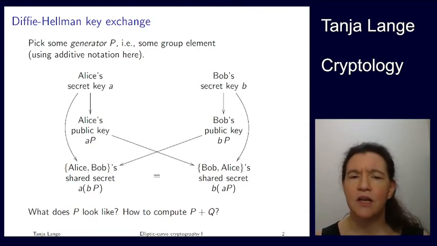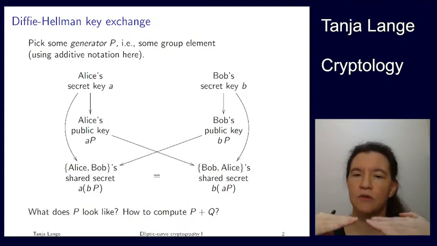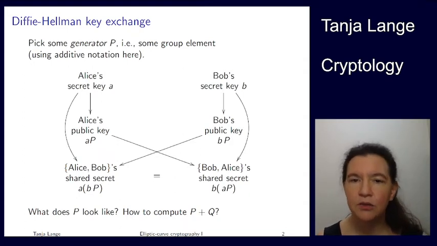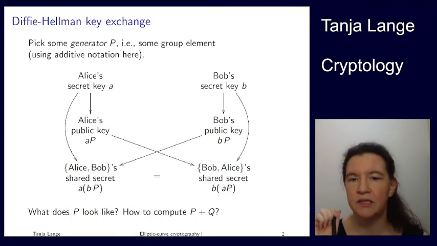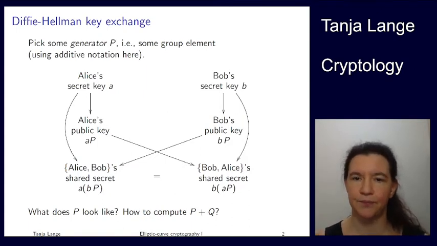Also, you should ask yourself, hey, there was this claim that for a good system, at least, it should be hard to do this in reverse. It should be hard to go from the public key to the secret key. And yes, absolutely, there are lots and lots of groups where that is easy. So in cryptography, we're looking for particular groups where this is a one-way function, computationally, where going from b to b times P is easy, but going from b times P back to b is hard.